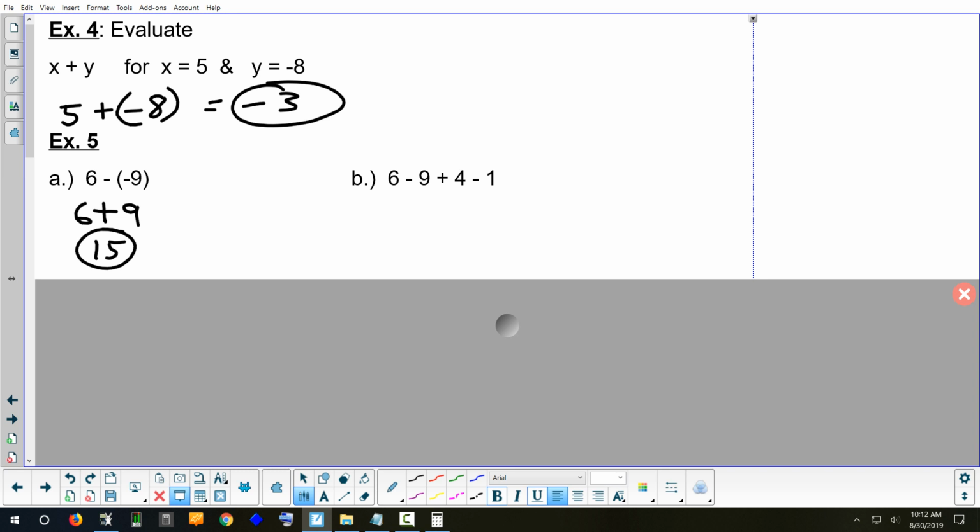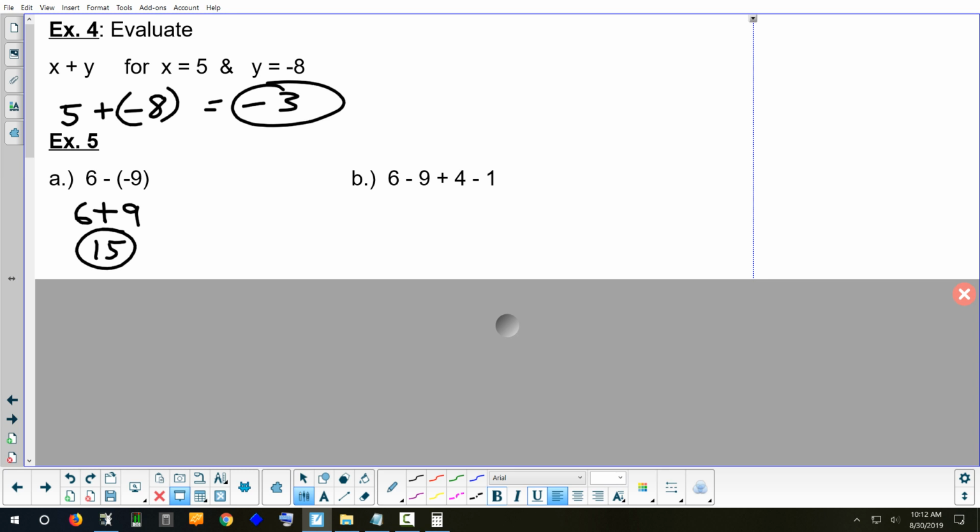Okay. Let's try this one. In example B, what operations do you have? Addition and subtraction. And what does PEMDAS say about which one to do first? In the order that you see them, left to right. So since there's no parentheses, no exponents, no multiplication, no division, you're just going to do each operation in order from left to right.